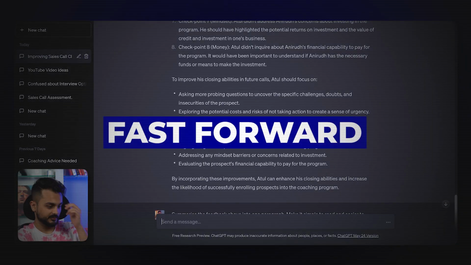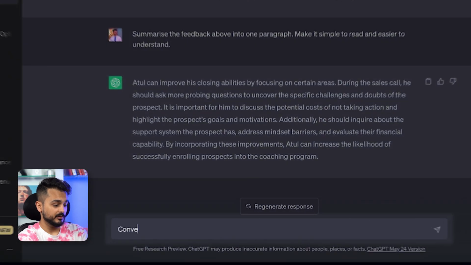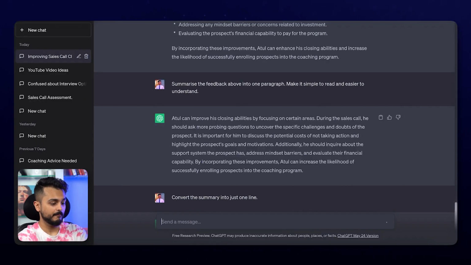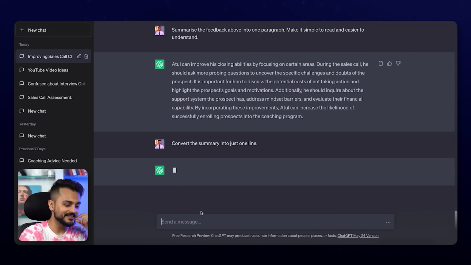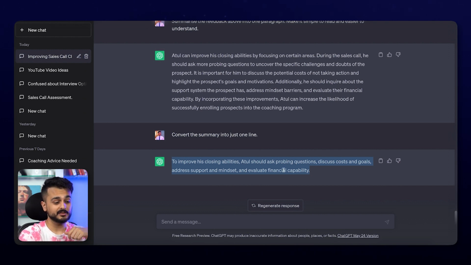Let's try this. There you go. It just gave me a summary. Convert the summary into just one line. That's crazy, right? Because that's the extent of how lazy I'll be, right? So to improve his closing abilities, Atul should have asked probing questions, discussed costs and goals, addressed support and mindset, and evaluated financial capabilities. These are the beliefs that were missing, and if you would have done that, well, honestly, this person still ended up paying.